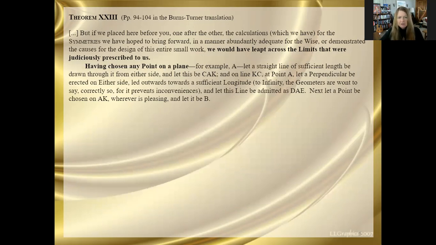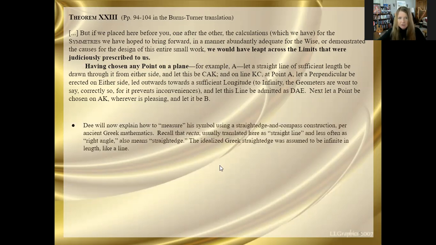All right, so let's go along and see what he says after he says we would have leapt across the limits that were judiciously prescribed for us. He says, having chosen any point on a plane, for example, A, let a straight line of sufficient length be drawn through it from either side, and let this be CAK. And on line KC at point A, let a perpendicular be erected on either side, led outwards towards a sufficient longitude, to infinity, as the geometers are wont to say, correctly so, for it prevents inconvenience, and let this line be admitted as DAE. Next, let a point be chosen on AK, wherever it is pleasing, and let it be B.